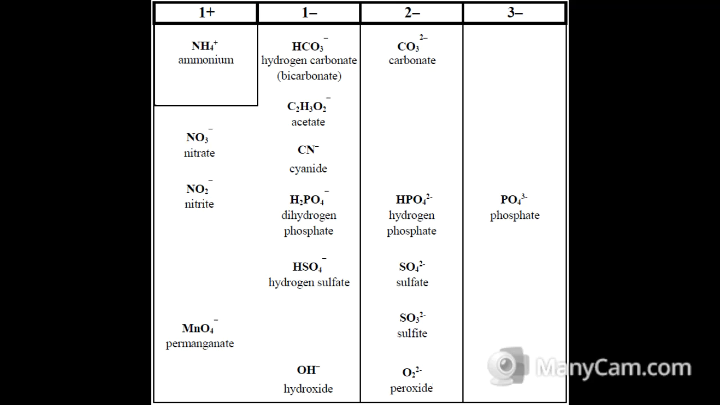carbon-based polyatomic ions. Down below cyanide, we see the phosphorus-based polyatomic ions of dihydrogen phosphate, hydrogen phosphate to the right, and phosphate to the right of that. We can see that from phosphate with a 3- charge, hydrogen phosphate has 1 hydrogen added to it, and then dihydrogen phosphate has 2 hydrogens added to phosphate.